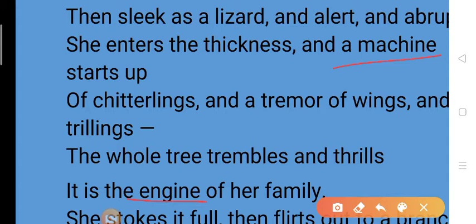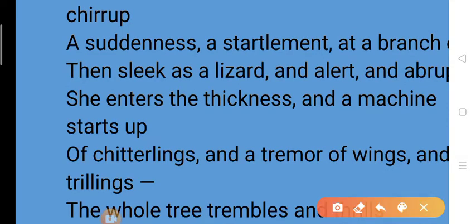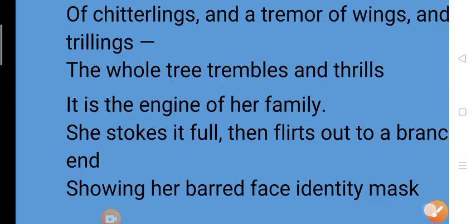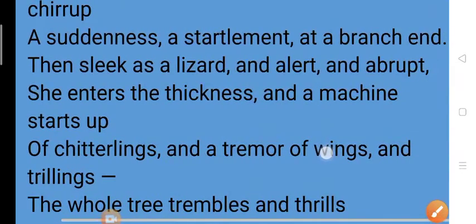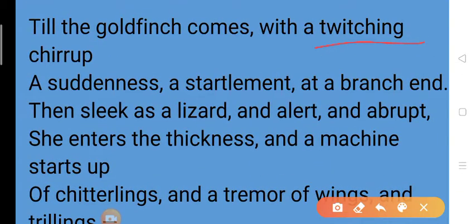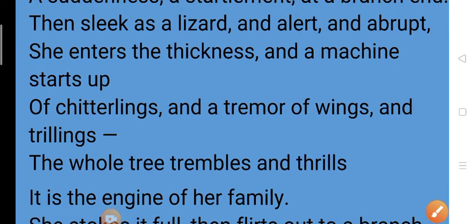Alliteration in the phrases September sunlight, a suddenness, a startlement, and alert and abrupt, tree trembles and thrills. These are the examples of alliteration. And there are so many sound words used in the poem. These are twitching. Which figure of speech is this? This is called onomatopoeia. In this figure of speech, a word is formed from a sound similar to it. Means sound words. Twitching, chirrup, chitterings, trillings, whistle, chirrup. These are the sound words.